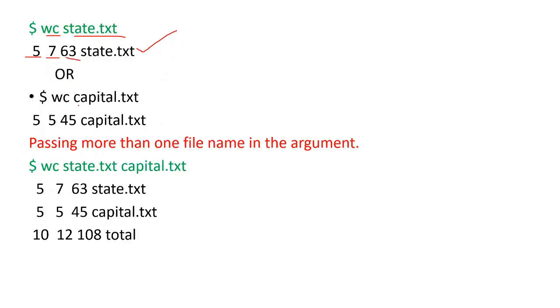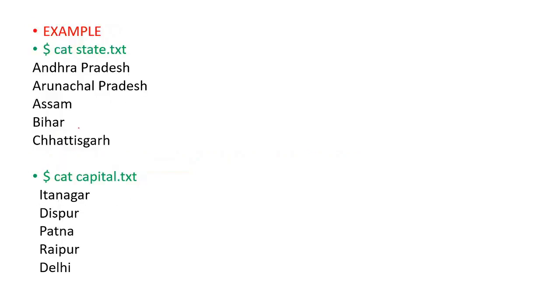Next example, capital.txt. There are 5 lines, 5 words and 45 bytes or characters. You can see here 1, 2, 3, 4 and 5.